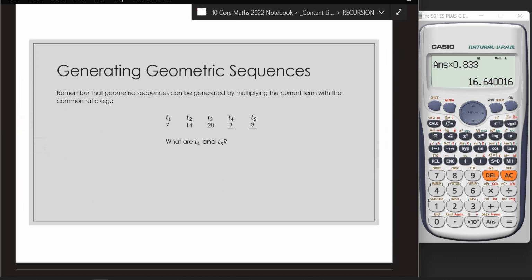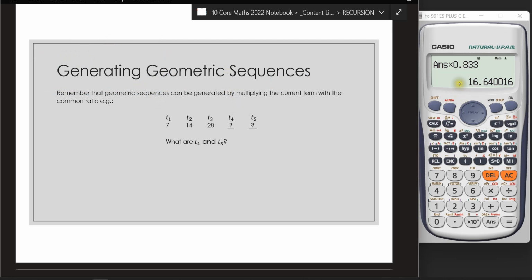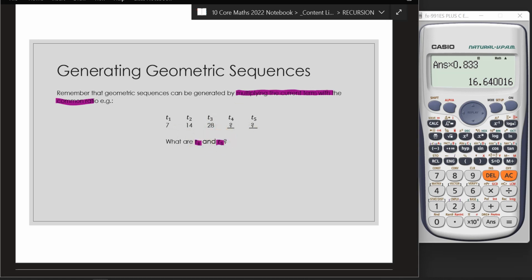So remember what I did on my calculator, yeah? Because this is going to be useful for this part of the lesson, generating a geometric sequence. So remember, you can generate your geometric sequence similarly to what I did with the calculator there. All you're doing is multiplying the current term by whatever your common ratio was. So in this case, we need to figure out what the ratio is because we don't know what it's multiplying by to get term 4 and term 5. Okay, so let's figure that out.